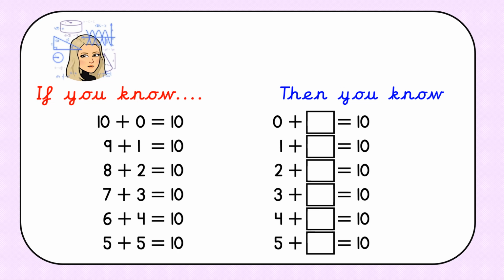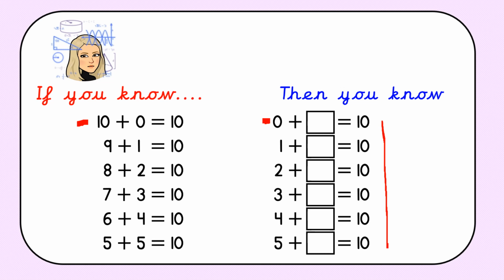Okay, what you can do now is pause this video and have a go at writing all the missing numbers and write the number sentence to these number bonds. And look for patterns. So what do you notice? What is the same about this number sentence? And what's the same about this? What's similar about the two?